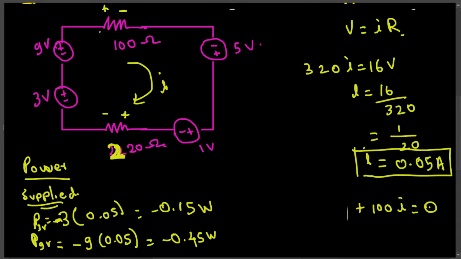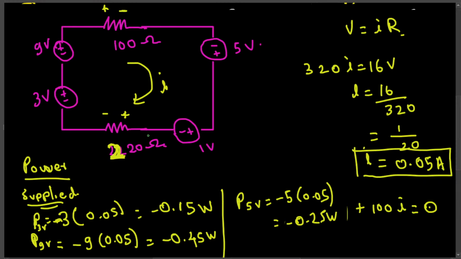And then we have how many more left? We have just one more left, minus to plus, that is P 5 voltage. Let me separate this, and here we have V times I, that is negative 5 times I, that is 0.05. That's going to give us negative 0.25 watts. Okay, now we have calculated all the power supplied.